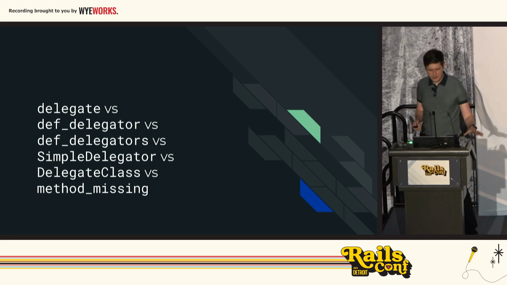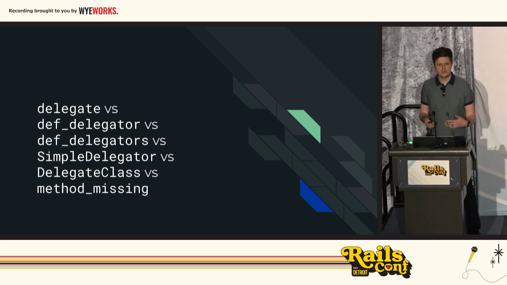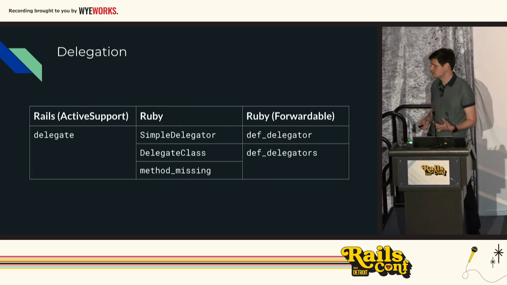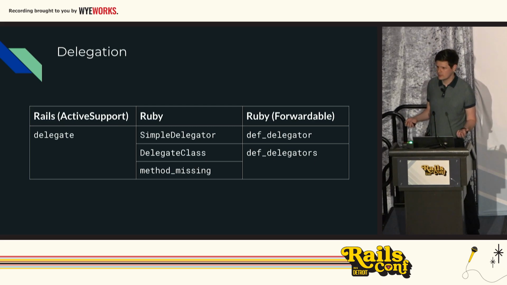Now, this is the big ol' list of things. If we want to define a method that just forwards on to some other thing that already exists, we've got a lot of options. And so we have our ActiveSupport delegate method. This is the one that I've seen the most commonly in production code. That one, we do need ActiveSupport in order to use it. So if we're writing some simple Ruby script, we might not have access to it.